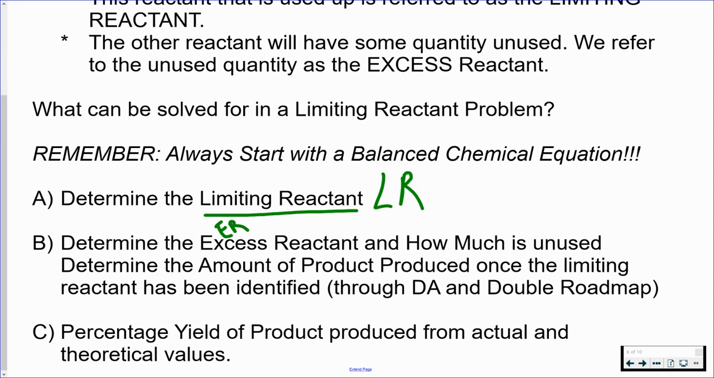I'm sorry, that's the EX, excess. For excess, and then you should be able to find out how much is produced. So we can find out on the other side how much product is produced. And then finally, we're going to do percent yields. Percent yields are how chemists determine how efficient a chemical reaction is. So efficiency in chemistry is due to percent yield.